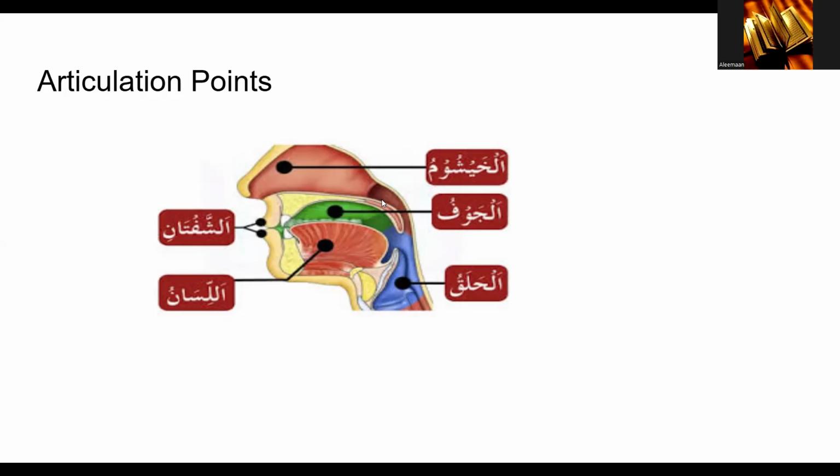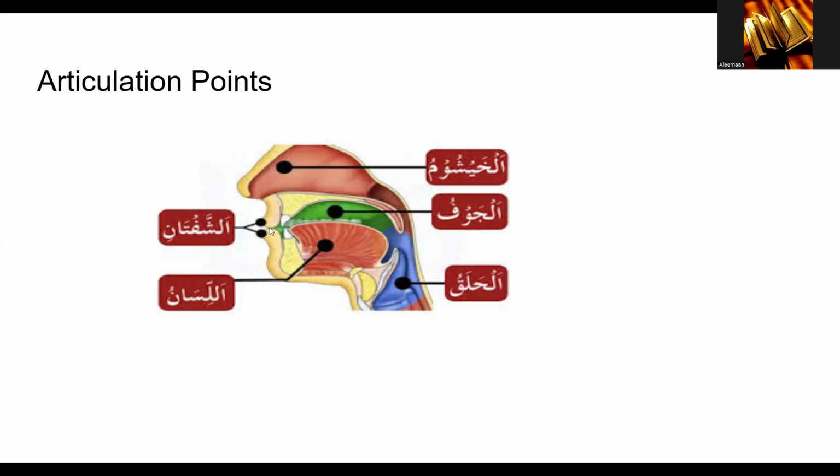And what about Al Khayshum and Al Jawf? Because from the first day, we have been discussing that these are also articulation points. But in Al Jawf and Al Khayshum, we have seen that letters are not coming from here. Maybe part of a letter is coming, for example, noon and meem.